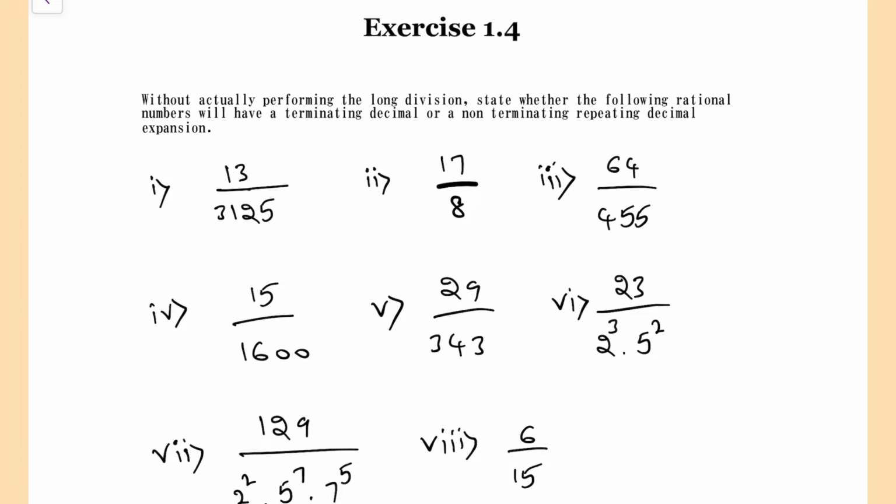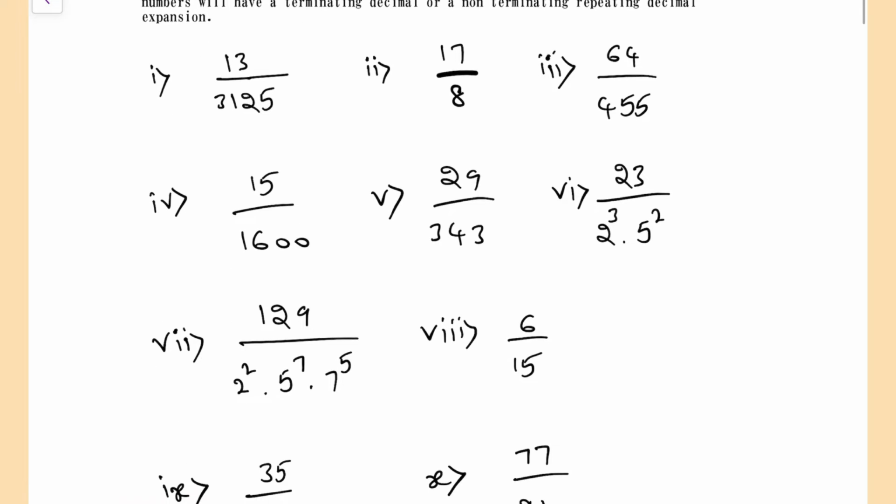In this video, we are going to discuss exercise 1.4 of chapter 1, Real Numbers. The first bit is: without actually performing the long division, state whether the following rational numbers will have a terminating decimal or a non-terminating repeating decimal expansion. In this first bit we have 10 questions, so let us discuss them one by one.